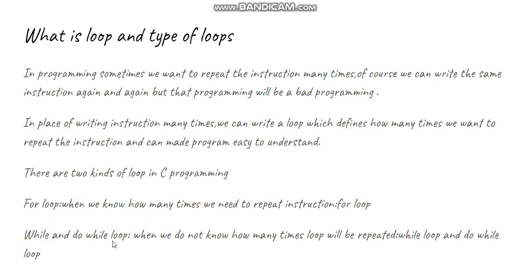There is a difference between while and do while loops. In while, the condition is checked first and then the loop is processed. In do while, the block is processed first and then the condition is checked. So the do while loop will run at least one time, while the while loop may not run. After checking the condition, if the condition is false, while will not execute, but do while will be executed at least one time.